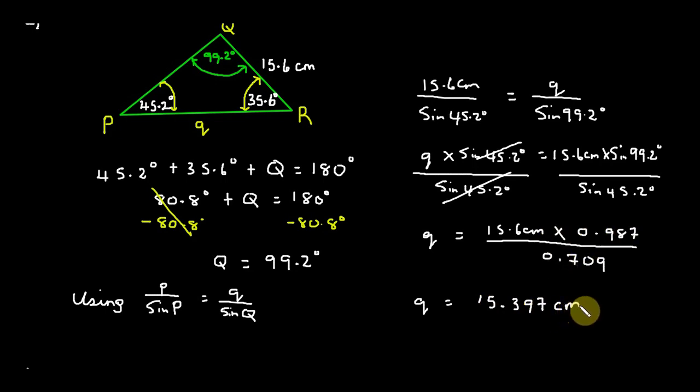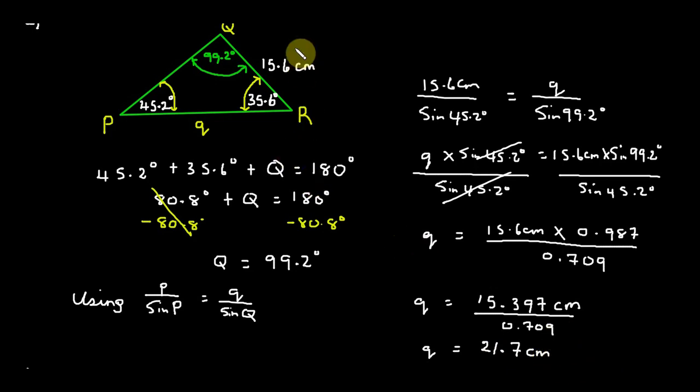Divided by 0.709. So the result is, when I divide 15.397 by 0.709, we have 21.7 cm. Very, very easy.